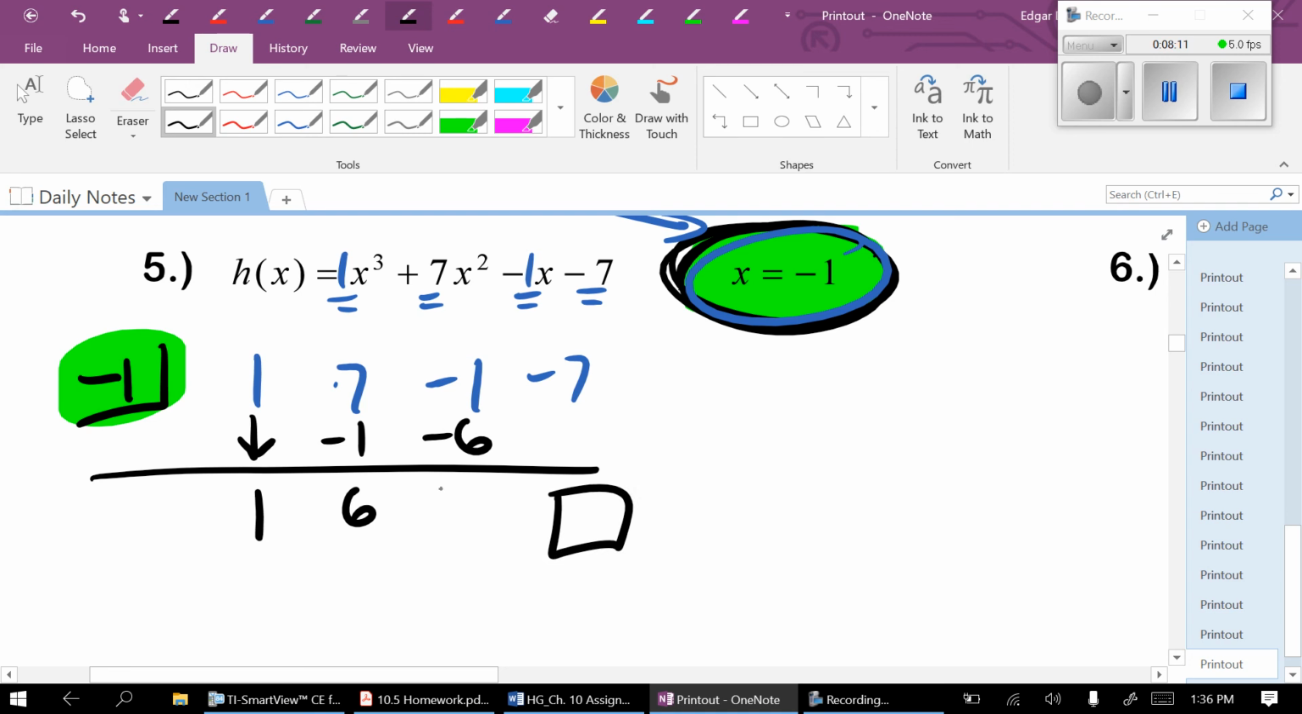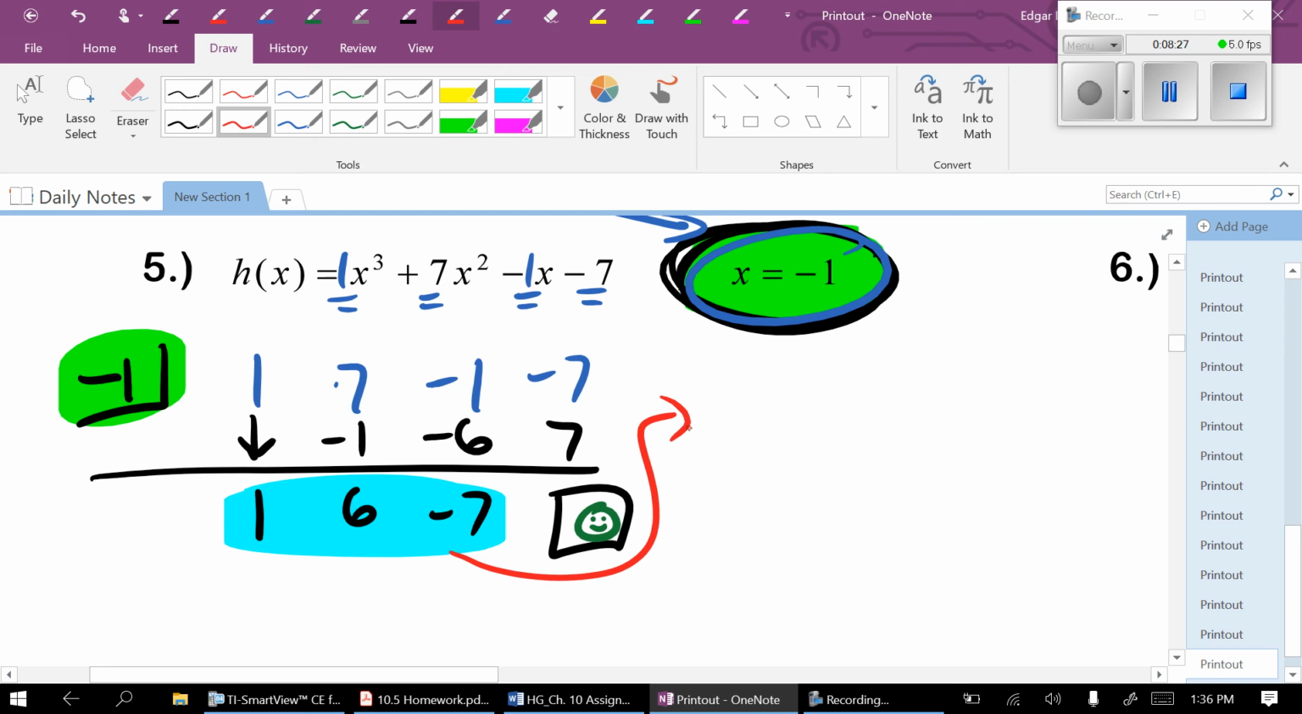Negative 1 plus negative 6 is negative 7. And sure enough, one more time, negative 1 times negative 7 is going to give me a positive 7. So we actually did get a remainder of 0, which, guys, you're going to notice once we keep doing more and more of these, we better get a remainder of 0, because otherwise I'm not going to be able to factor that or do quadratic formula on it.